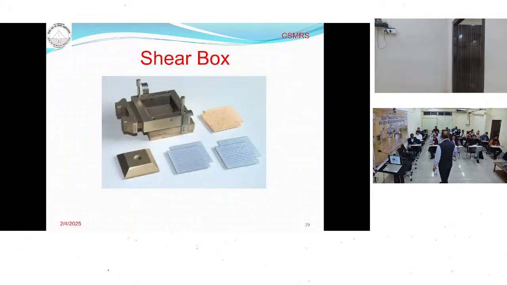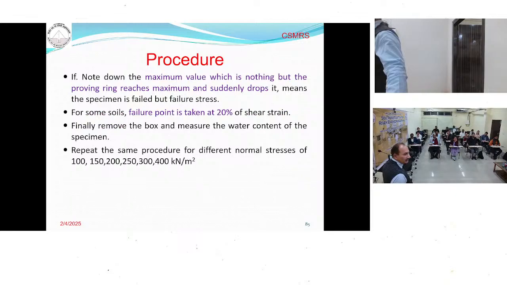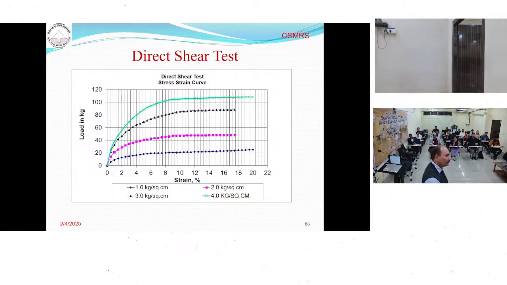For a single test, you have to test at least 3 samples. In the first case, you apply a 1 kg load and shear the sample. At different time intervals, you measure the deflection and how much load is coming. So this is the picture. You can see the 1 kg normal load. With time, you measure the deflection and how the load is coming. After that, you plot the curve.